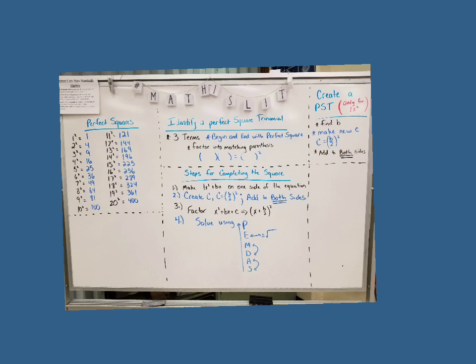Part 2 of this is going to be using this idea of creating a perfect square trinomial. We're not going to have a perfect square trinomial, so we're going to have to make a new C that's going to make it work. We're going to use C equals B over 2 squared. Okay.